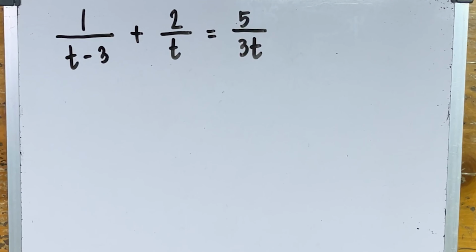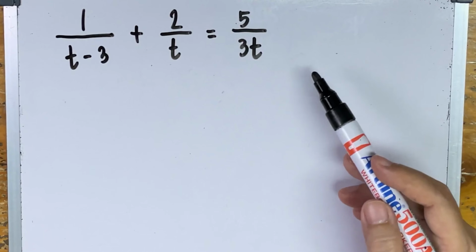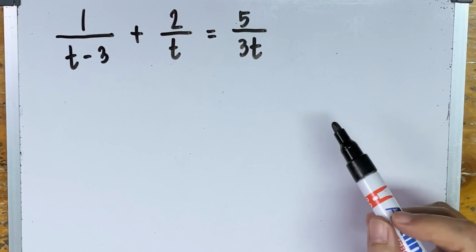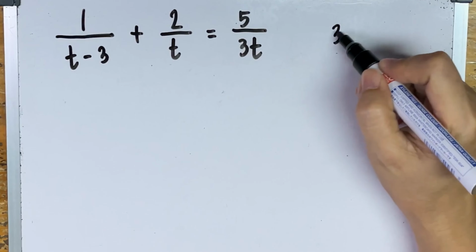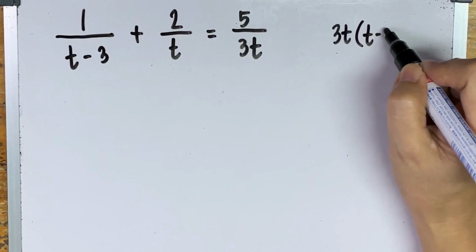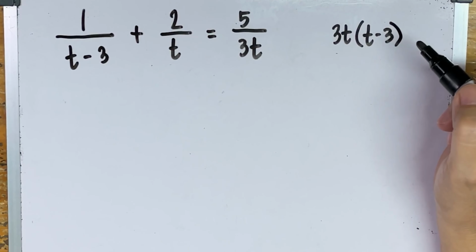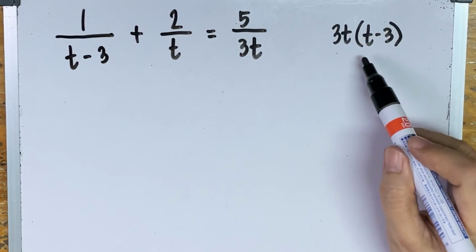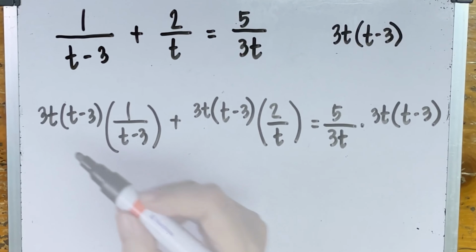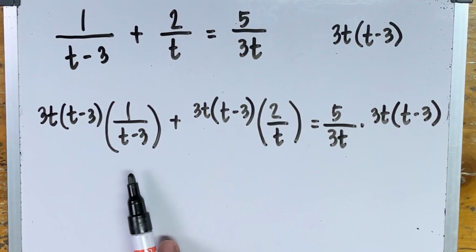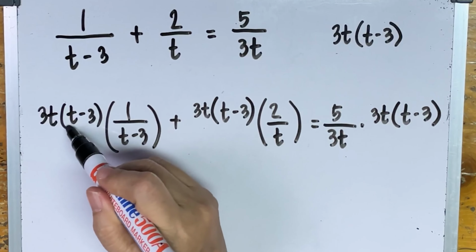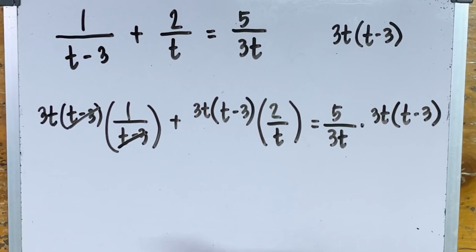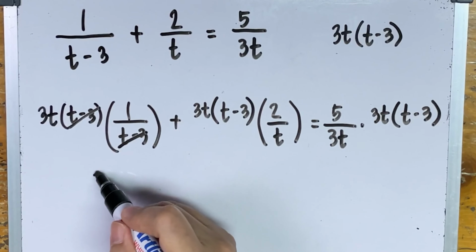Okay, for our next example, 1 over t minus 3 plus 2 over t equal to 5 over 3t. Ang LCD natin dito would be 3t times t minus 3. Okay, so eliminate natin yung denominator by multiplying each of the term by the LCD. Okay, so once i-multiply natin yung bawat isang term by the LCD, look what happens. We can cancel itong t minus 3 with this. Maiiwan na lang yung 3t times 1.